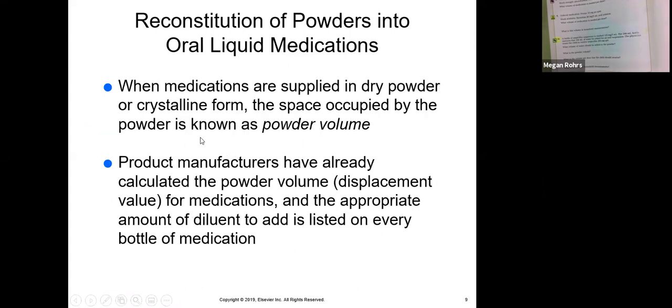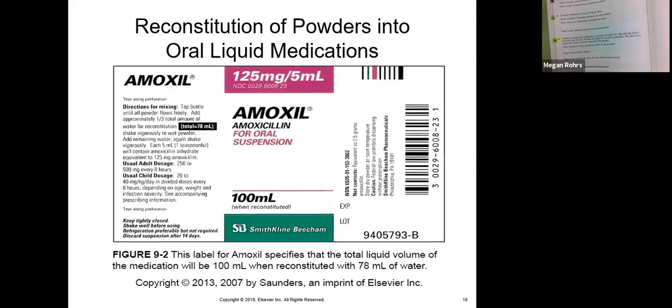So I discussed the difference between the final volume, the diluent volume, and the powder volume. If we take a look at this label here, we can see that the strength of the suspension is 125 milligrams per 5 mLs. The final volume will be 100 mLs when it's reconstituted. And then if we read through here, it says directions for mixing. This one actually says 1/3 of the water. So it's always roughly 1/3, 1/2, 2/3. Just depends on the manufacturer.